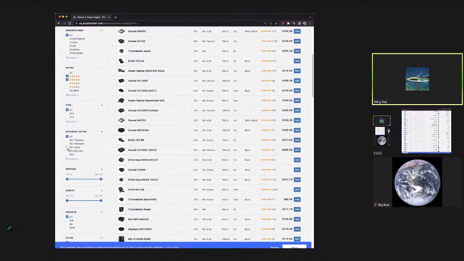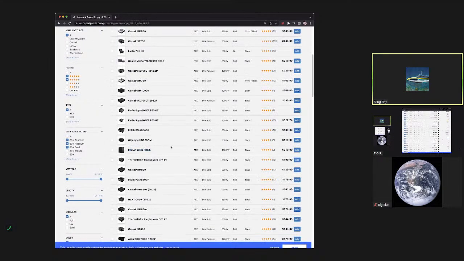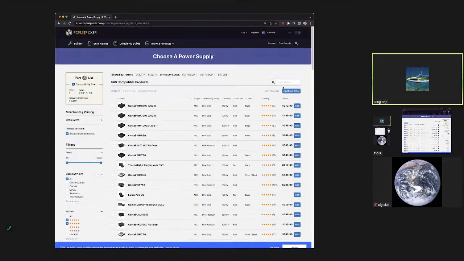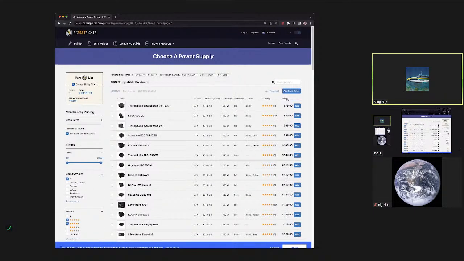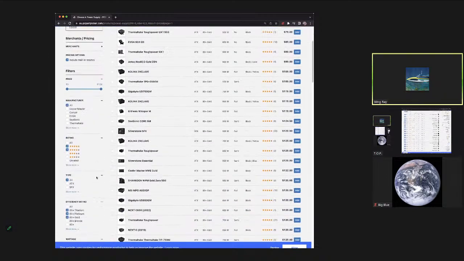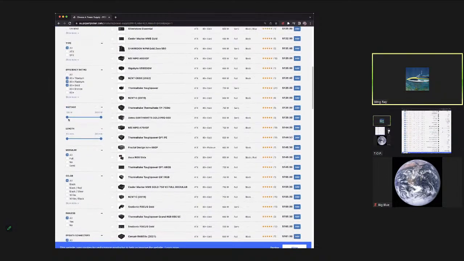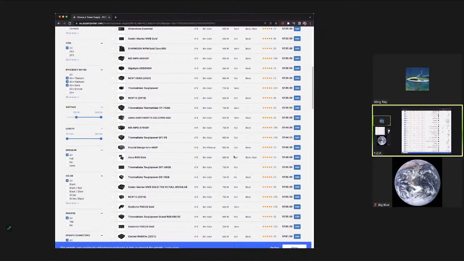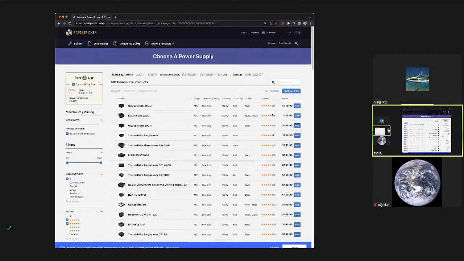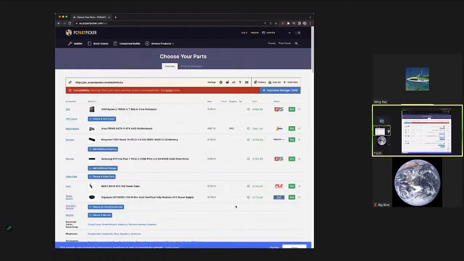You just want a gold or above rating so that there's little to no fluctuation in the supply. Well, you've got a 3080, so we want it minimum that. So we'll just go with a Gigabyte one, that will be fine. Yeah, that's what I thought. Gigabyte, an 80 Plus Gold.